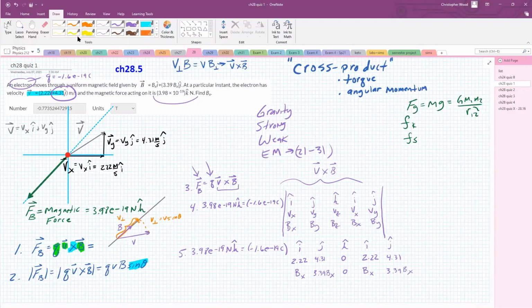Okay, so then in this method, I would do crisscross. So I think of this as crisscross. Crisscross means down to the right.